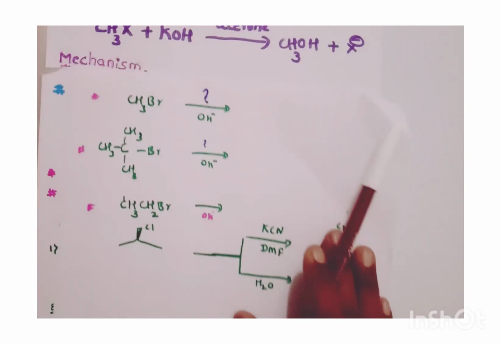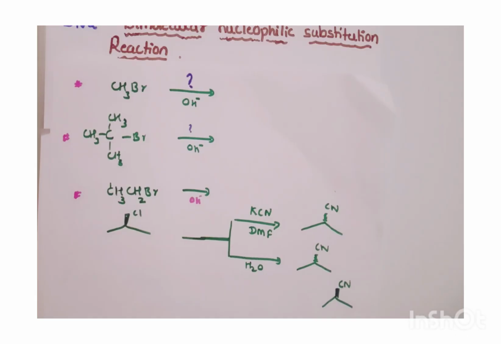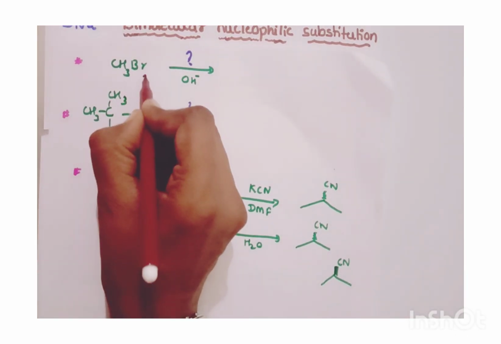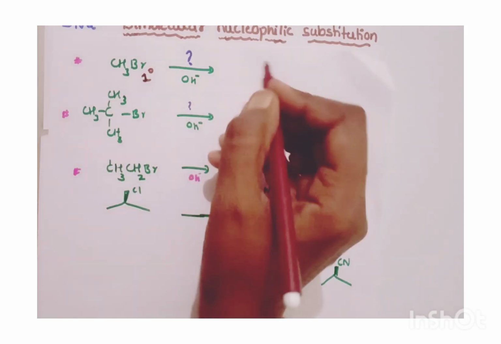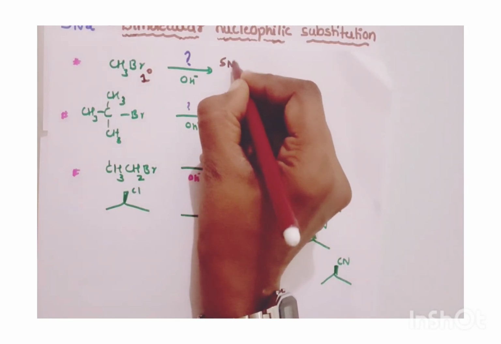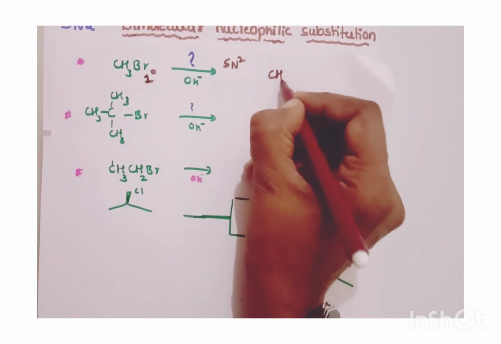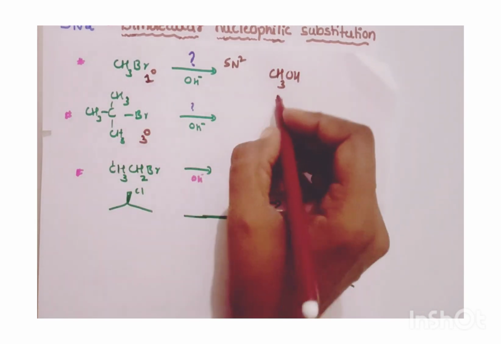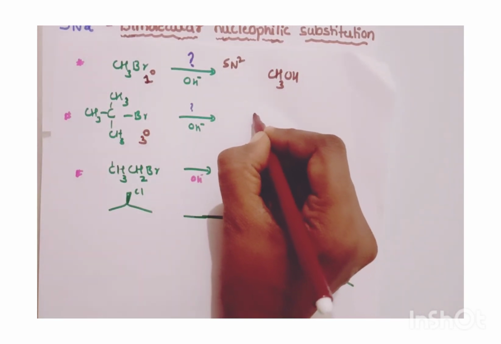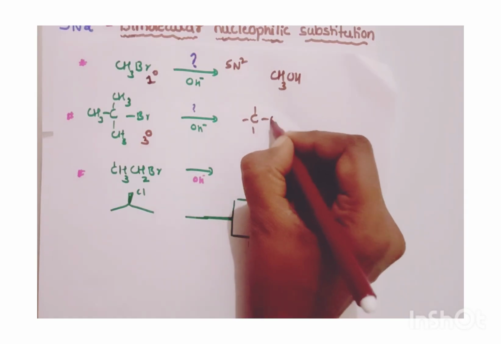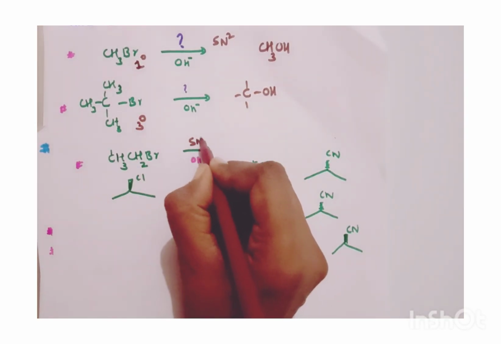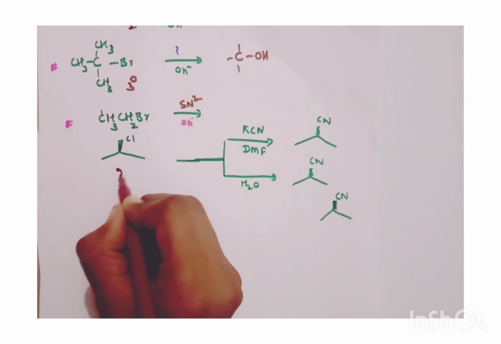Let's take some examples. Okay, in the first example, take down this example. In this example, there is a primary halide. If it is primary, then this is SN2 reaction. It gives rise to methyl alcohol. And this is tertiary. Here SN1 reaction takes place. Again it gives rise to tertiary alcohol. Again this is also primary. Primary means SN2, and this is secondary.